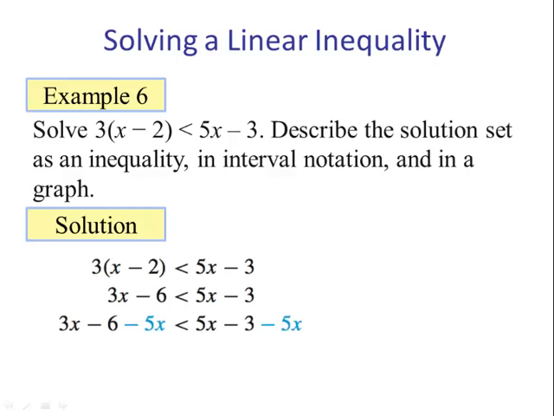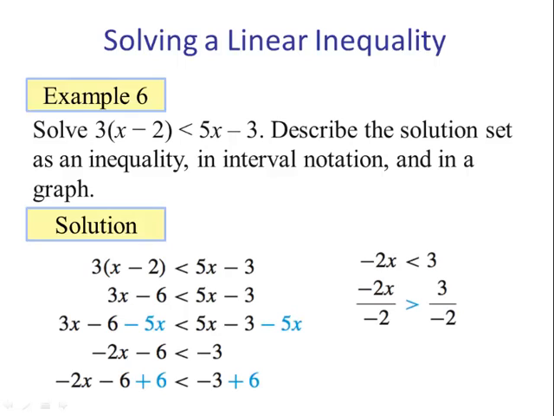Our next step is to subtract 5x to both sides. We're left with negative 2x minus 6 is less than negative 3. Add 6 to both sides. We have negative 2x is less than 3. Divide by negative 2. We have to flip the inequality sign because we're dividing by a negative number. And we have x is greater than negative 3 over 2.